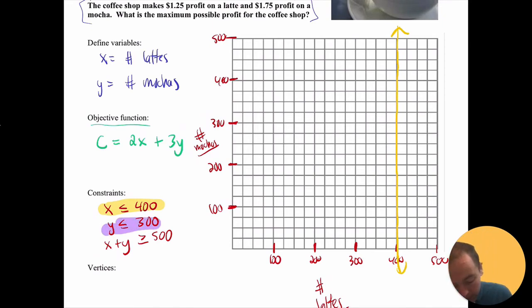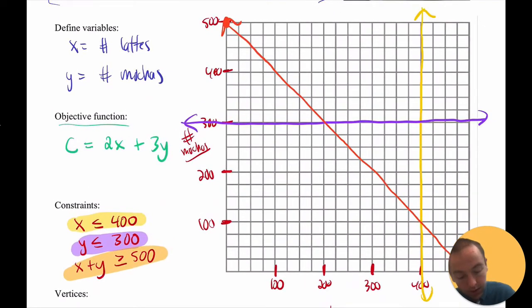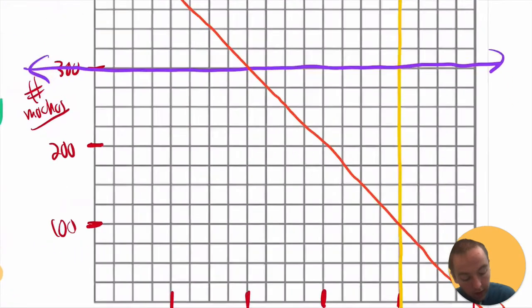And then we also have the fact that we have to make at most 300 mochas. So we're going to have to stay below that purple line for sure. Another constraint is that x plus y is greater than or equal to 500. That particular constraint is equivalent to having a y-intercept at 500 and a slope of -1. So it's going to be this particular line that goes like this, and we're going to stay above that. It turns out that our feasible region ends up being this triangular region that we're seeing right here.